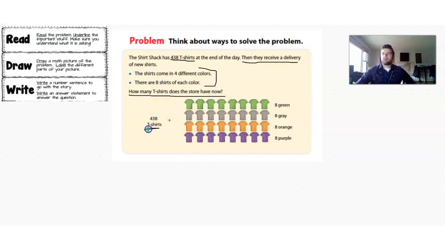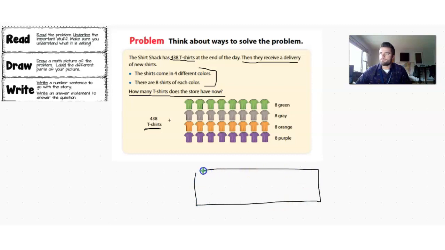So let's leave that part on its own and let's worry about the shipment of t-shirts that arrives later in the day. And so the shipment is 4 different colors and 8 shirts of each color. And this picture really helps us figure out how to do this. So it's kind of set up in an array right now. Another way that we can do it, the way that I like to do it, is a tape diagram. And we've done this a lot in the last few days here.